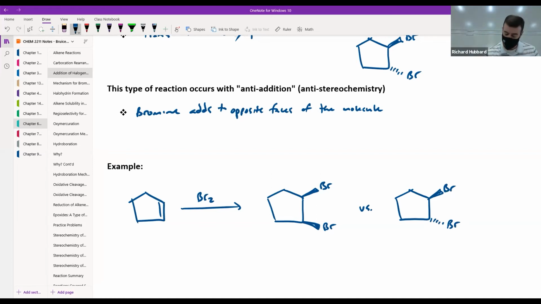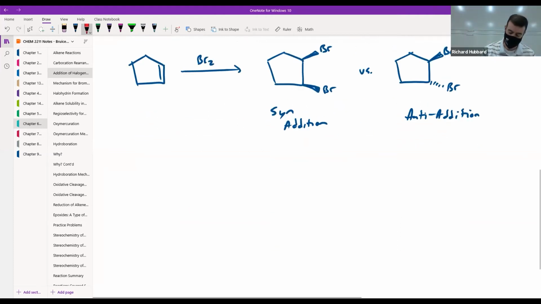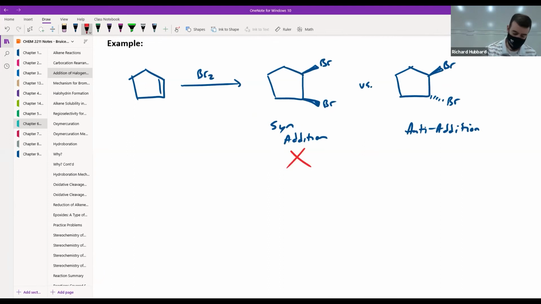Okay, so this is syn addition, and this is anti-addition. We've used syn and anti before, right? Syn meaning on the same plane. So we see the two wedges coming up and we say, nope, this isn't going to work out for us with our syn addition. How many possibilities do we have for anti-addition? We've got 2.